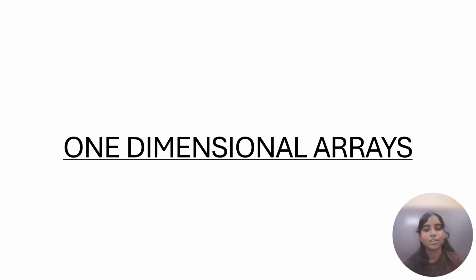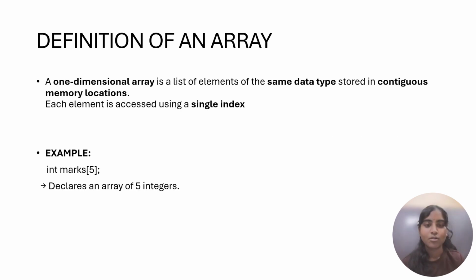Today we are going to discuss one-dimensional arrays. So now let's know what an array means. An array is a list of elements of the same data type stored in contiguous memory locations. Each element is accessed using a single index.